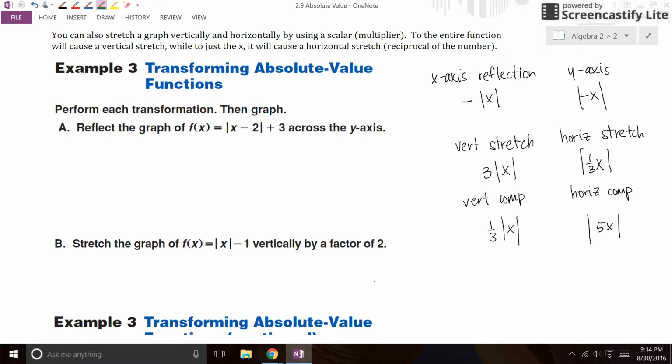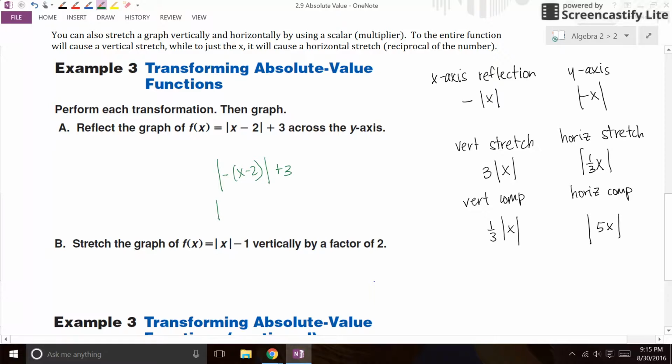So here you go with 3a. It says, look at this graph and I want you to reflect it across the y-axis. So again, look over here, and on the y-axis, we're just going to change the sign on the x. Now, how do we do that? We take everything that is inside the absolute value bars. We take all that stuff and we just put a negative out front of it. And that's it. That causes the y-axis reflection.